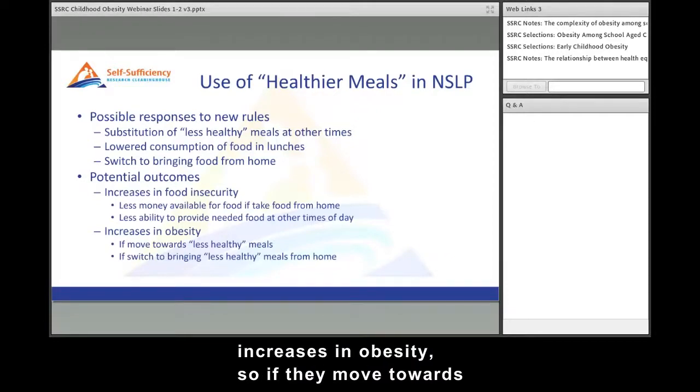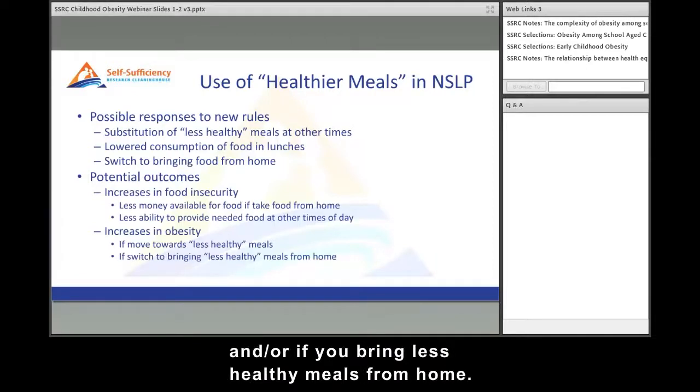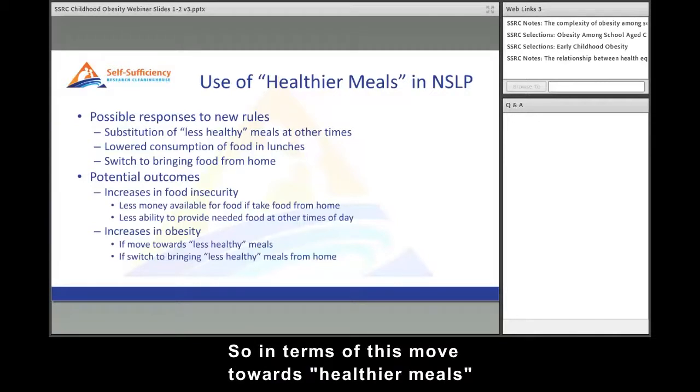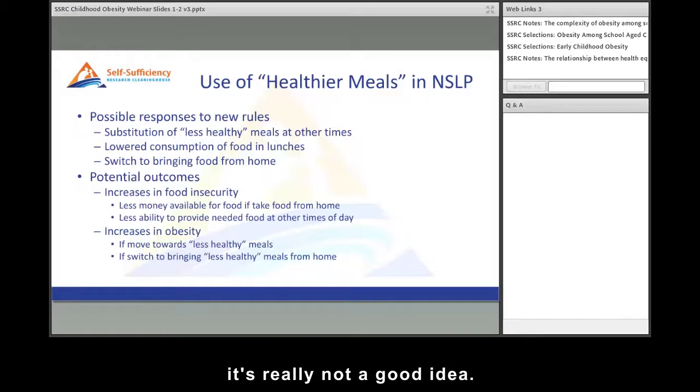So these, if they move towards, quote-unquote, less healthy meals at other points, or if you bring less healthy meals from home. So in terms of this move towards, quote-unquote, healthier meals in the National School Lunch Program, it's really not a good idea.